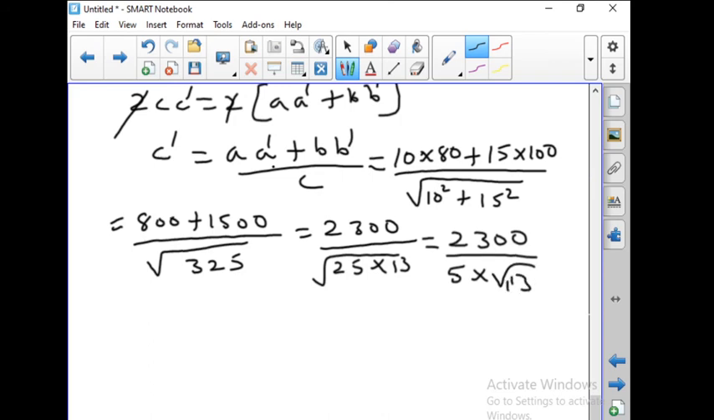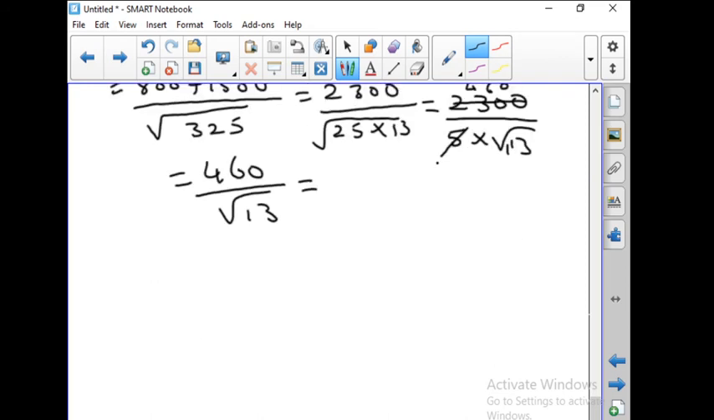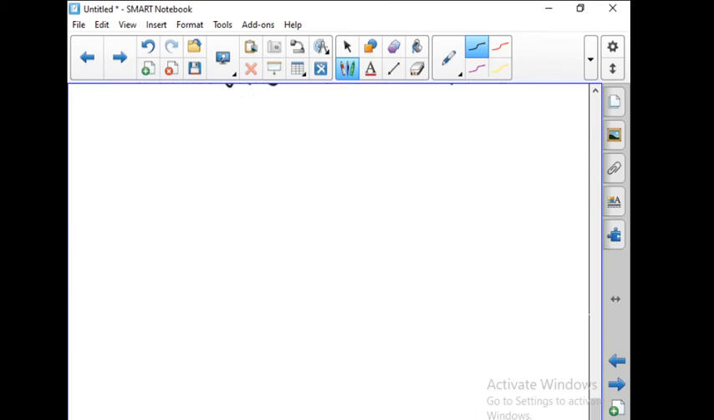Now 5 you can cancel, 5 goes here 4 times, then 6 times and 0. So it is equal to 460, so 460 by root 13. So when you calculate this, it is approximately equal to 127.6 kilometers per hour. Okay, so hope you have understood this example.